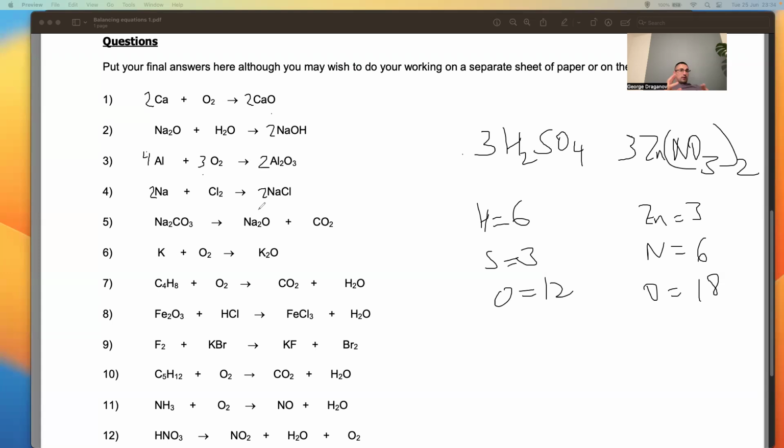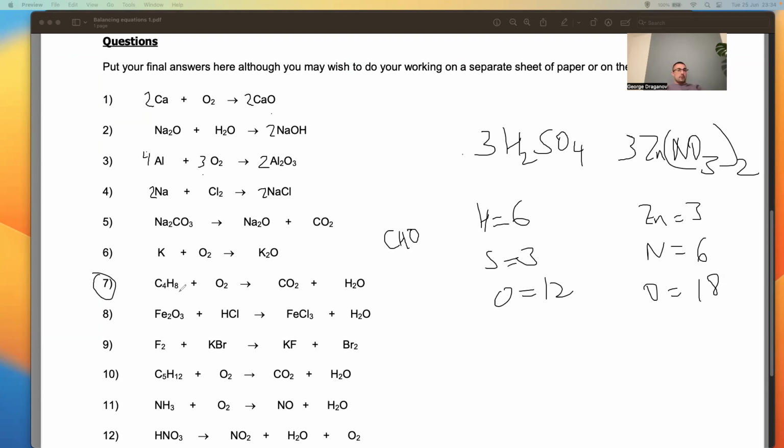Now, while there was no set method here, I was looking at balancing the atoms. Questions such as 7, which are hydrocarbons, compounds made of hydrogen and carbon only. And when they're being burnt in oxygen to make carbon dioxide and water, there is a method you can actually use. I call it the CHO method. Always balance the carbon first, hydrogen second, and oxygen last.